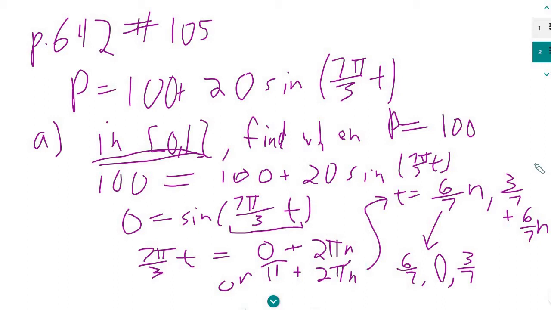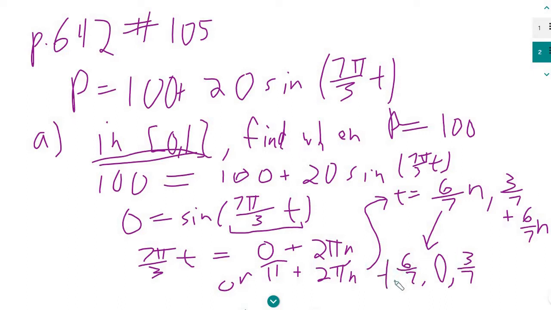What about a positive number? Let's try using n equals 1. If we use n equals 1 over here, that would be 3/7 plus 6/7, which would be 9/7, which is greater than 1. So that's not going to work either, and any greater integer for n in that situation would also be too big. So we found 3 possible solutions.